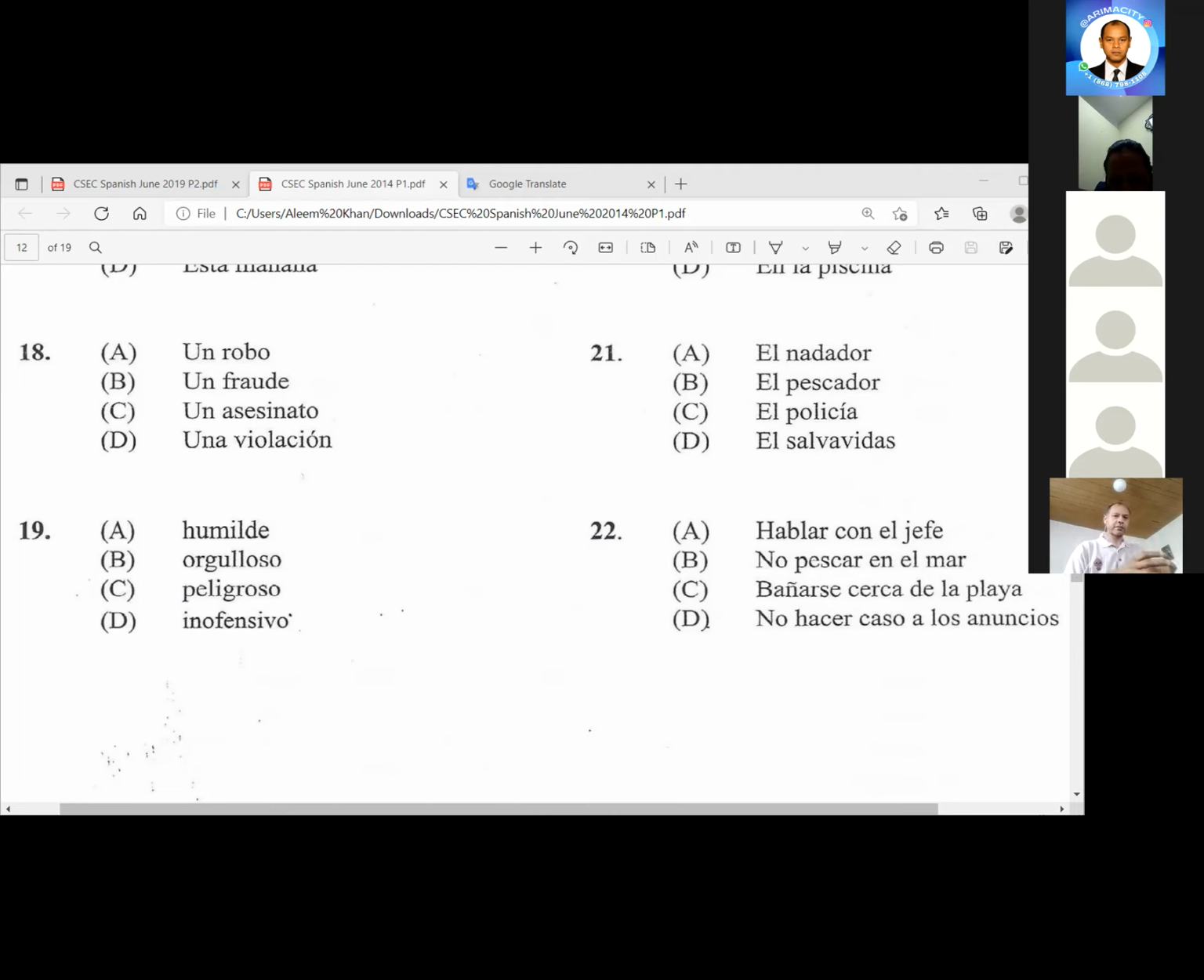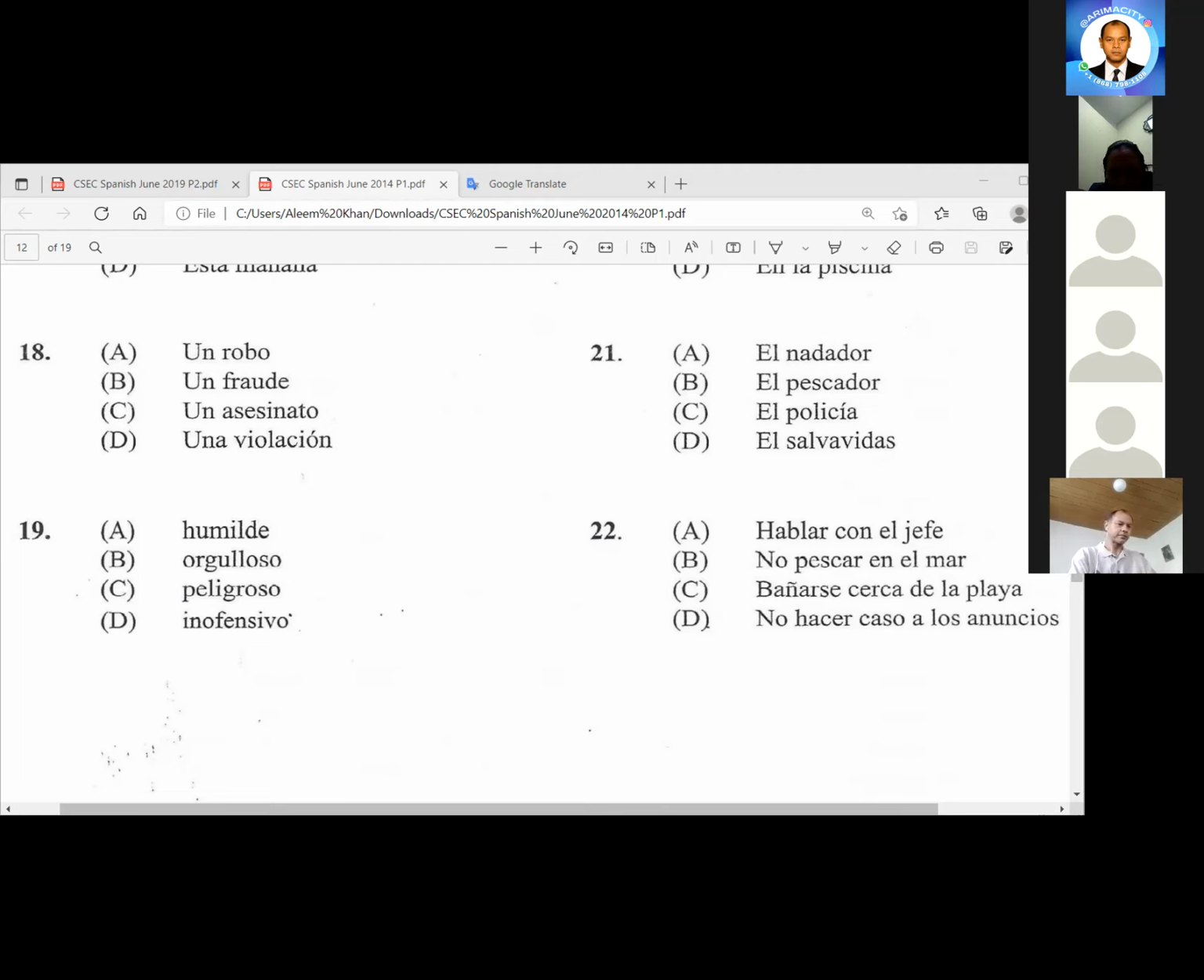Nadador. Swimmer. Okay, pescador is fisherman. Policía is police. Very good. Salvavidas. Who wants to guess what a salvavidas is? The civilian. Well, he is a civilian, but he's a lifeguard, right? Salva is to save, and vidas is lives, so he's a lifeguard. Okay.